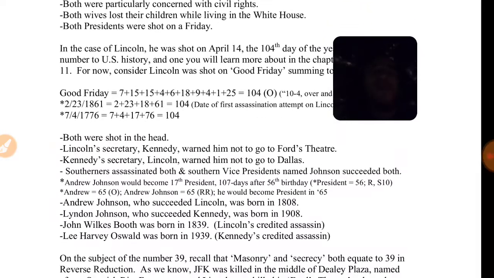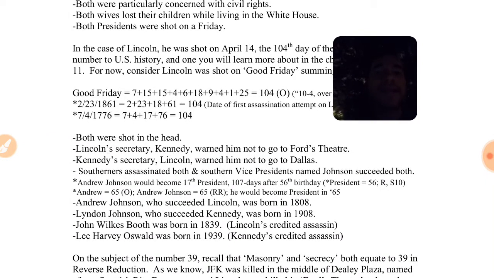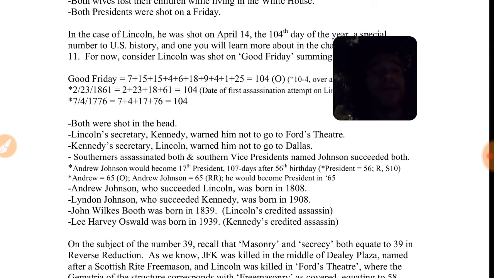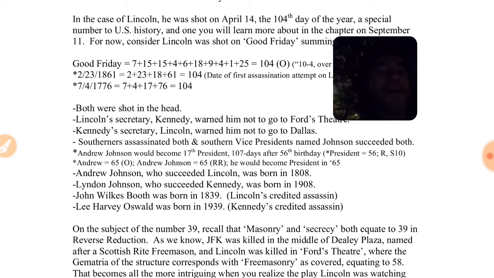Both were shot in the head. Lincoln's secretary, Kennedy, warned him not to go to Ford's Theater. Kennedy's secretary, Lincoln, warned him not to go to Dallas. Southerners assassinated both, and Southern vice presidents named Johnson succeeded both.